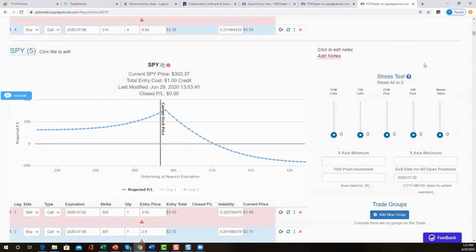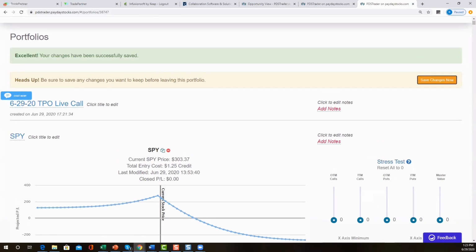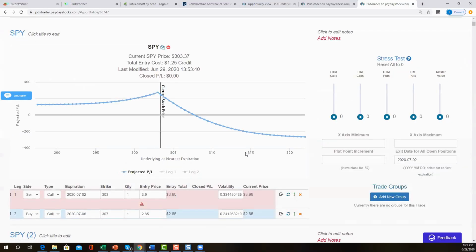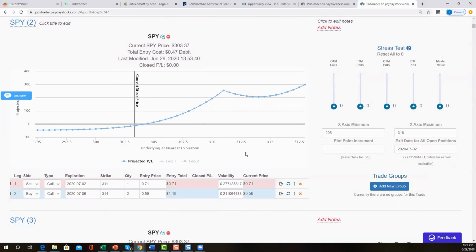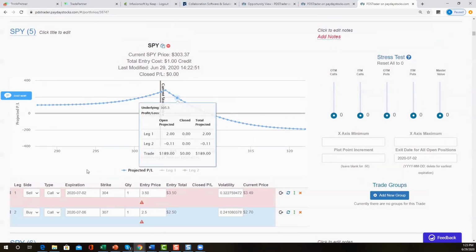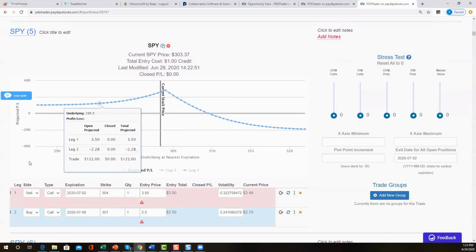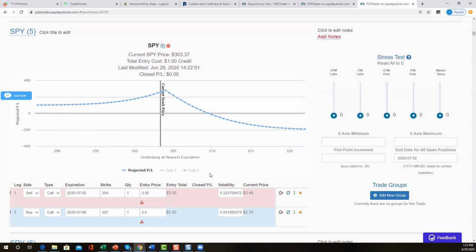Okay, so let me refresh that. All right. Where'd that one go? That's 303 and 304. There it is. All right, so here's the bearish neutral trade that we got into. And you can see here that the projection for the break even is at around 310. It's wow, actually that is not right, 304 is a 308, not a 307.